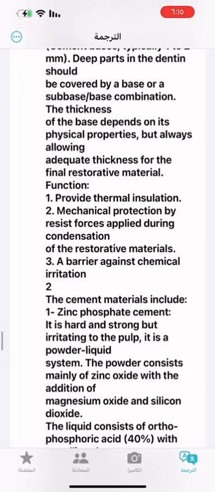Varnish, Ca(OH)2, and resin bond. Bases. Cement bases are typically 1 to 2 mm. Deep parts in the dentin should be covered by a base or a sub-base-base combination. The thickness of the base depends on its physical properties, but always allowing adequate thickness for the final restorative material.